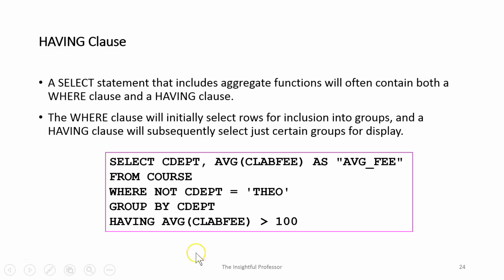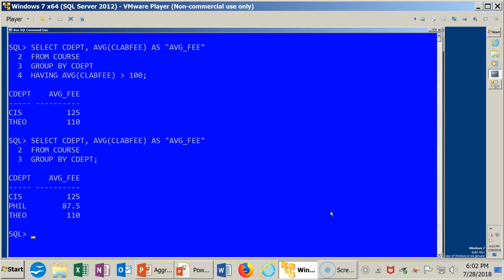So potentially, three groups could be formed. We eliminate one immediately by never putting any theology rows into the group formation process. And then after the two groups are formed, we exclude one of them by the filter in the having clause. And that's where the timing can be helpful in looking through and trying to understand a query that someone else may have written.